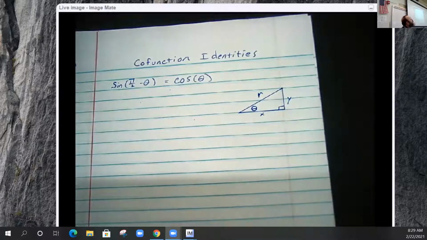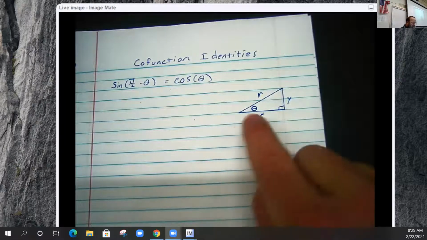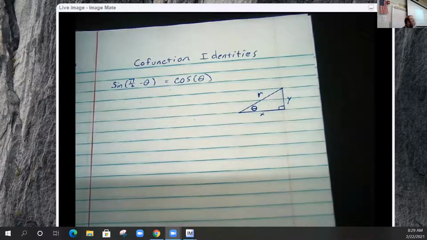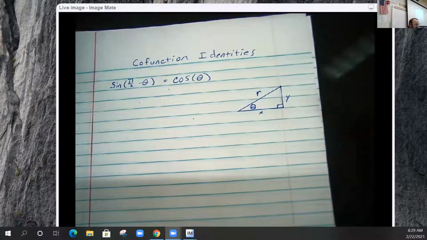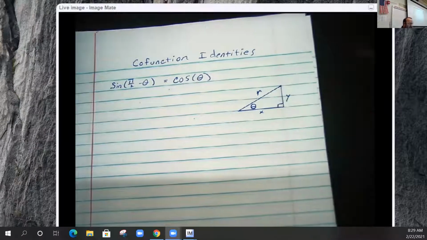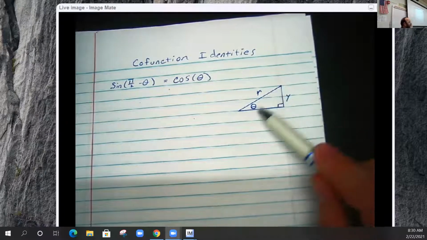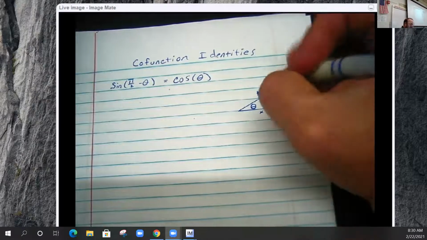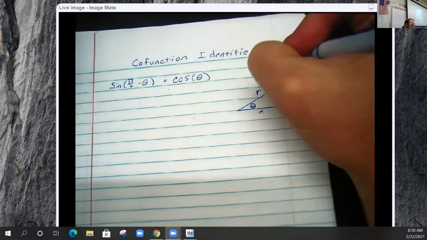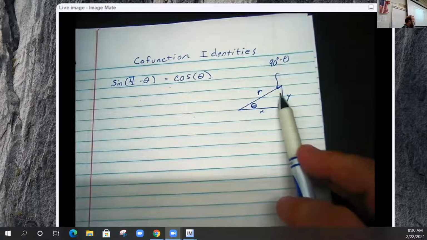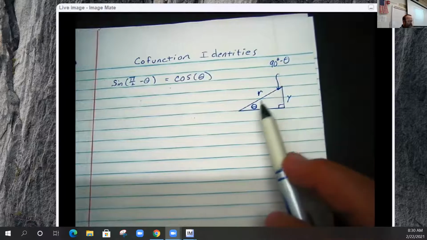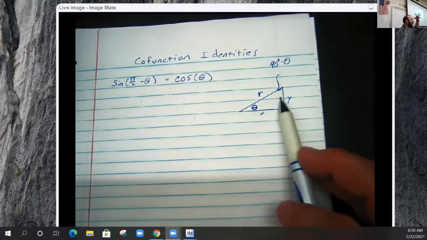Now, here's the deal. What do you guys know is the sum of all of the angles in any triangle? They have to be 180. This part is already 90. So what is left? Has to be 90 degrees. Okay, so if I cover this up and you know that these two angles are a sum of 90, then what does this one right here have to be? It's 90 degrees minus theta, right? So if I told you this one was 6, this one would have to be 84. Are you guys okay with that? Or if I told you this was 82, then this one would be 8.